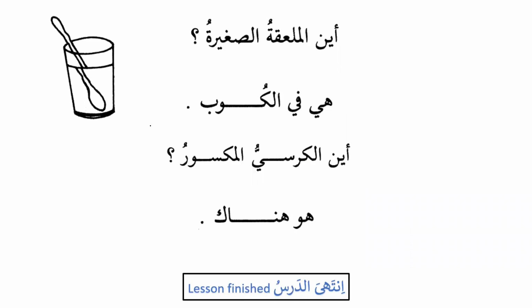Aina al-mil'aqatu as-saghiratu. Now we can see that mil'aqa is feminine, and that's why the adjective that is used for it is also feminine. Where is the small spoon? Aina al-mil'aqatu as-saghiratu. Hiya fil kubi. Hiya refers to mil'aqa. It is in the glass, and we can see that the noun is feminine. That's why the adjective is feminine, and they are equal in the 4 properties of the noun. Hiya fil kubi, it is in the glass or tumbler, we can say.